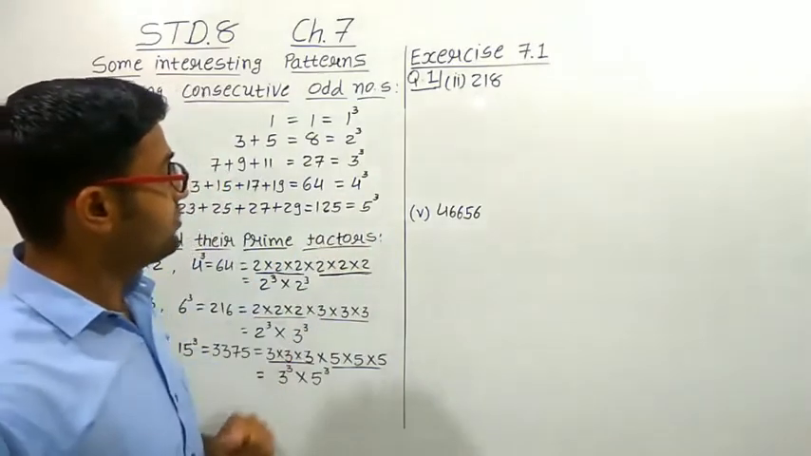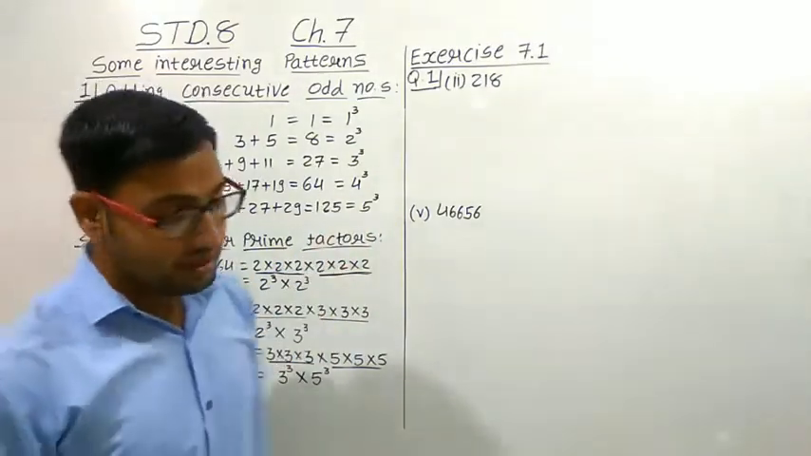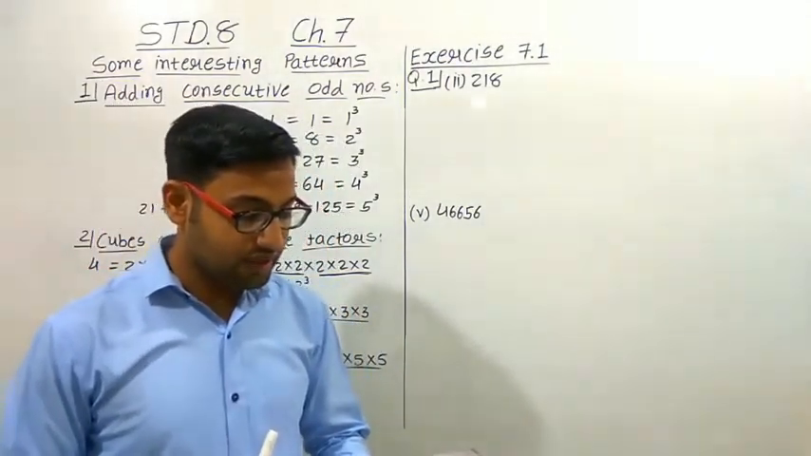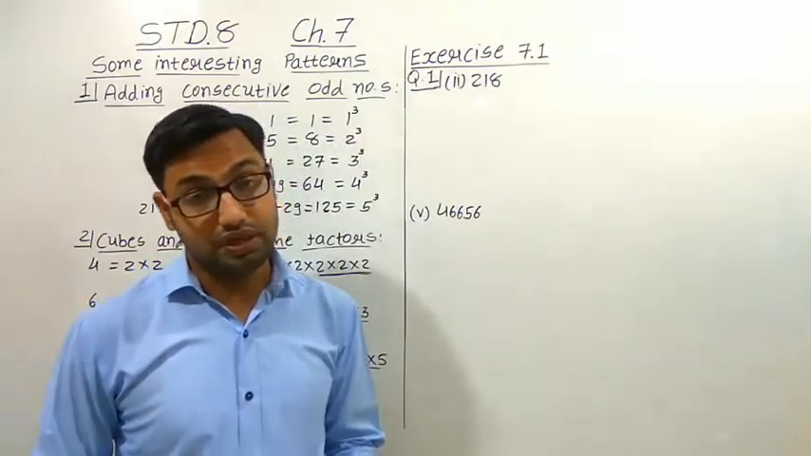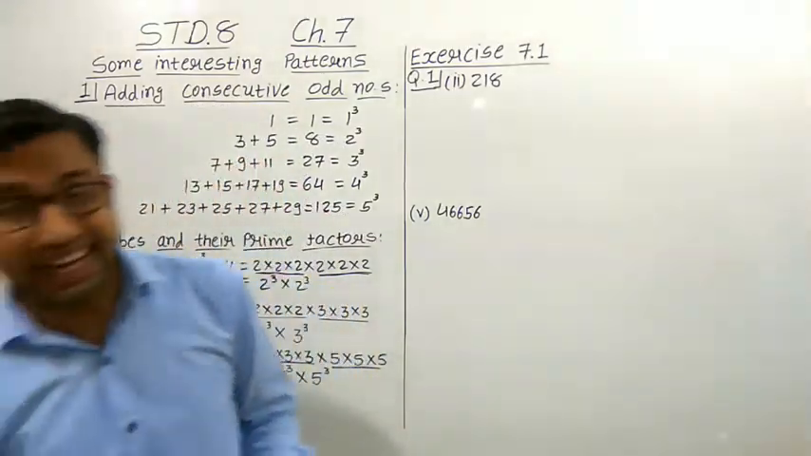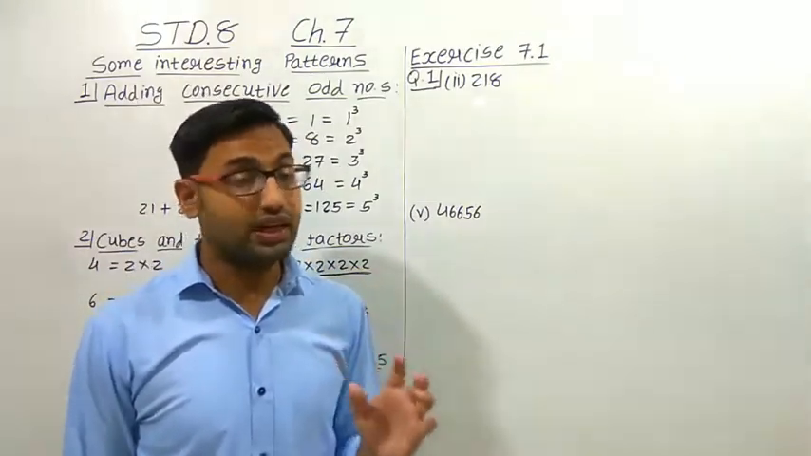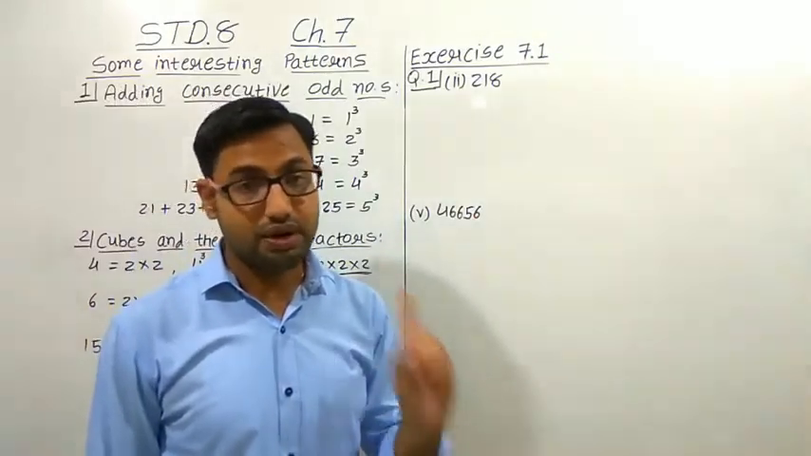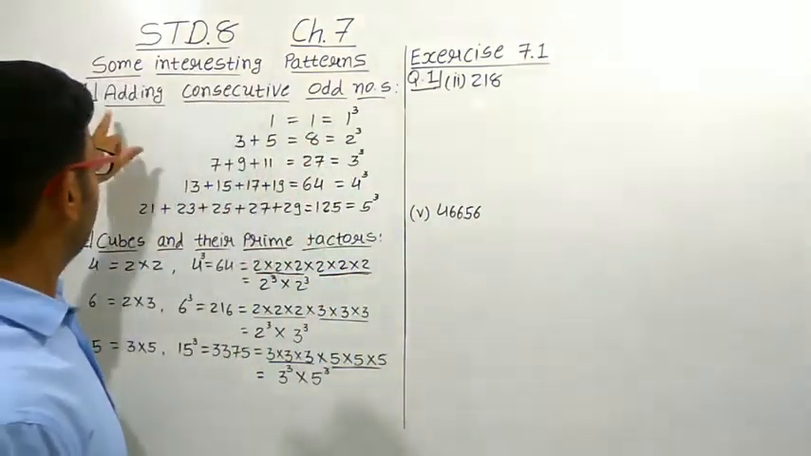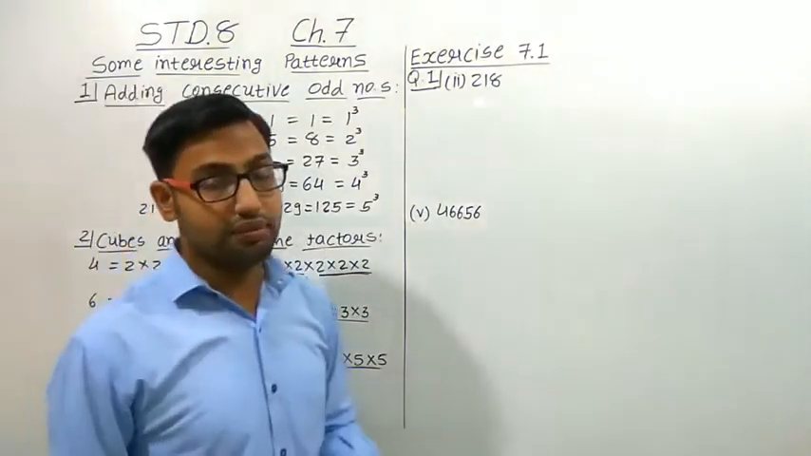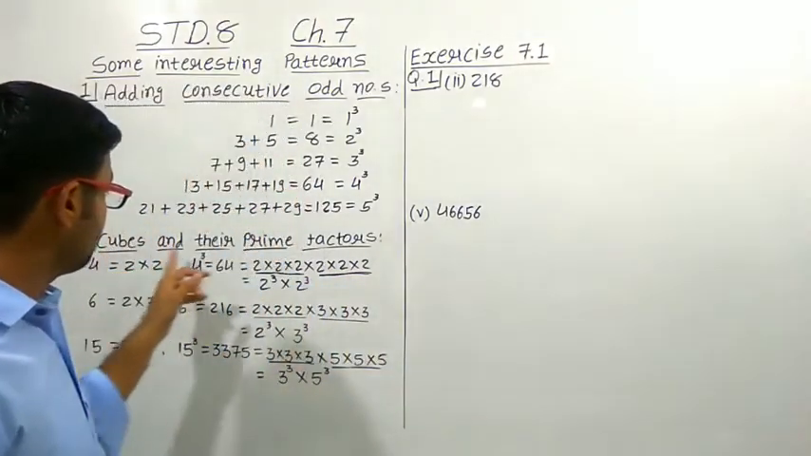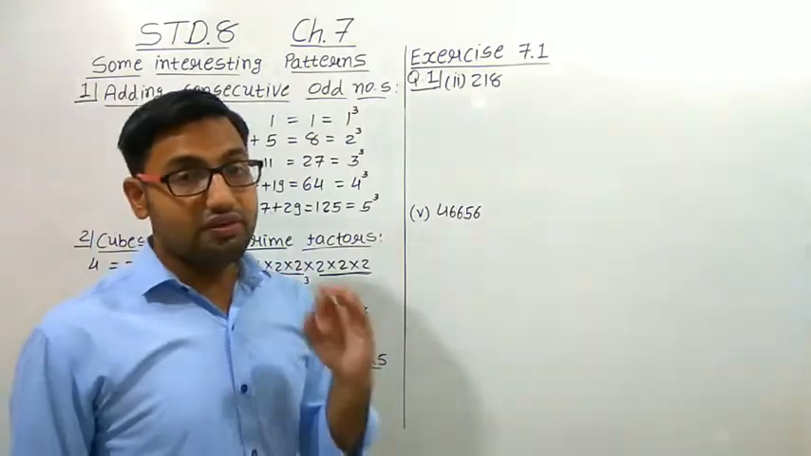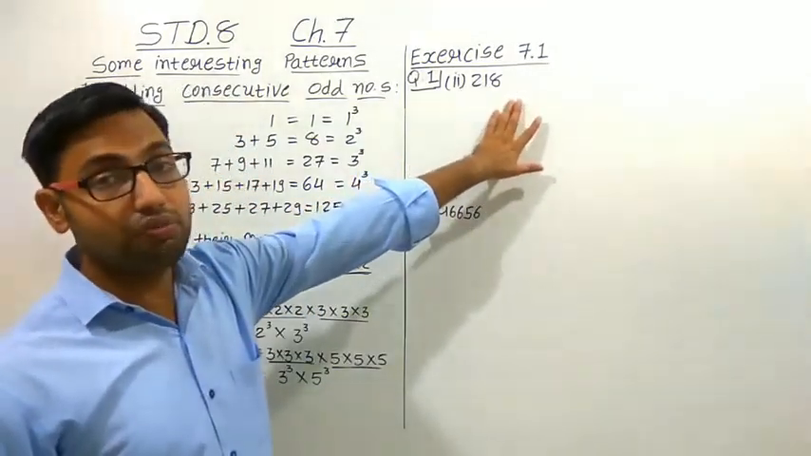Now based on this, let us study the exercise 7.1, question number 1. The question is, which of the following numbers are not perfect cube? So see, till now we have not studied any method by which we can directly observe the number and say that it is a cube or not. But this is the method, adding consecutive odd numbers, and this is the method, cubes and their prime factors. So using this method, cubes and their prime factors, we can say whether this is a perfect cube or not.